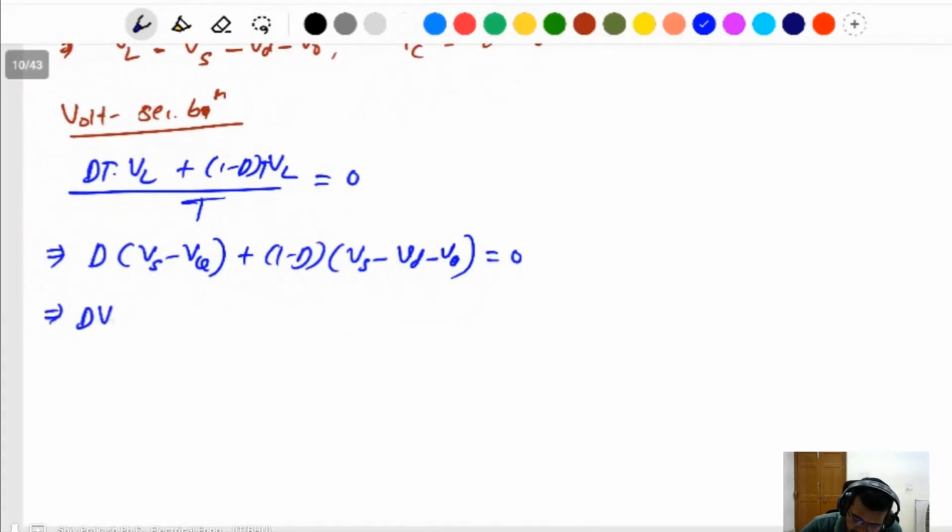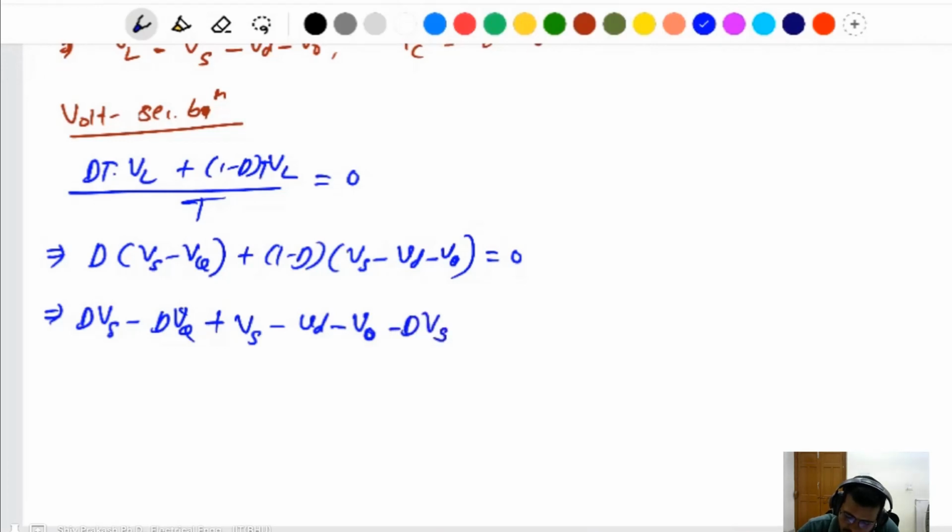This will be dVs minus dVq plus Vs minus Vd minus V naught minus dVs plus dVd plus dV naught is equal to 0.